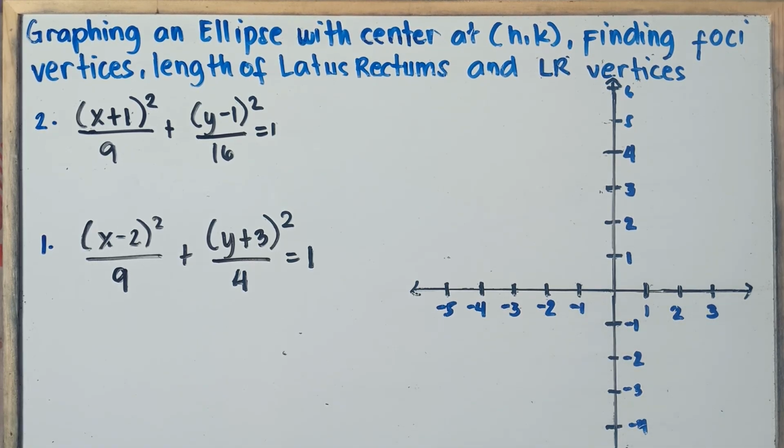Our topic for today's class is all about graphing an ellipse with center at (h, k), finding the foci, vertices, the length of the latus rectums, and the latus rectum vertices. So without further ado, let's do this topic.